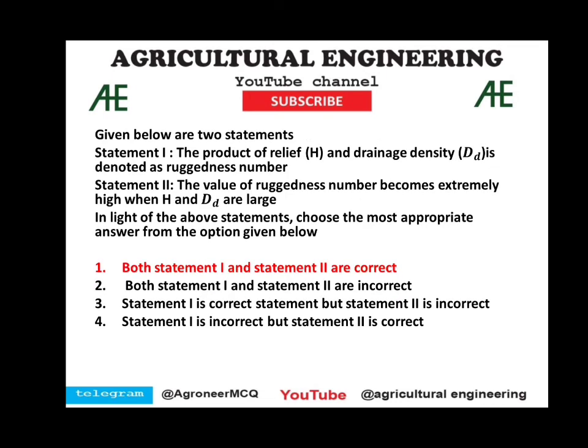The product of relief H and drainage density is denoted as the ruggedness number. The statement 1 is correct. Relief is the difference between the point which has the highest elevation and the point which has the lowest elevation, and drainage density, the product of both, is denoted as the ruggedness number. The value of ruggedness number becomes extremely high when H and DD are large. So if statement 1 is correct, then if we increase H or DD, the value of the ruggedness number also increases. So both statements are correct.